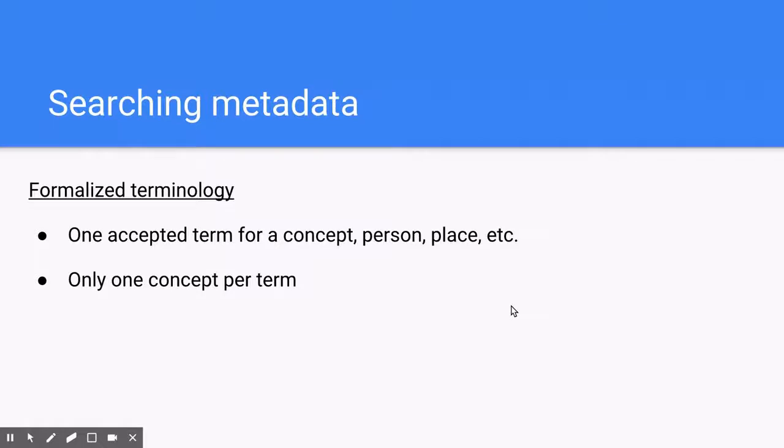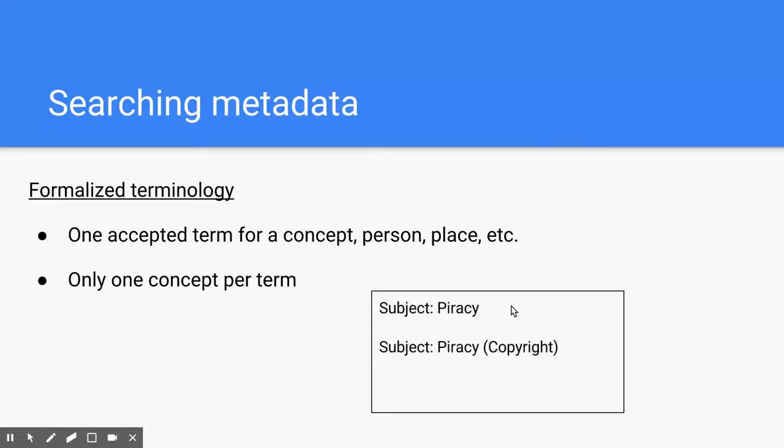The other part, in addition to one accepted term for a concept or a person or a place, is that there's only one concept per term. Now, what would I mean by that? Well, in the example of piracy, for instance, the subject heading in Library of Congress Subject Headings for piracy is what we're looking for. But if you see piracy with a parentheses copyright, then it's the other form of piracy as a subject. You don't necessarily need to know all these. In fact, you won't know them.